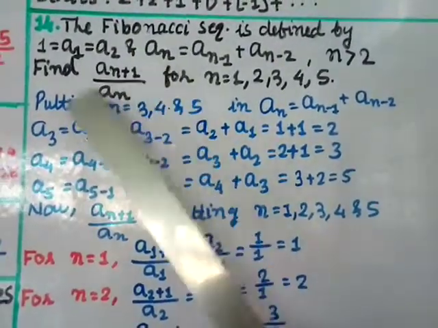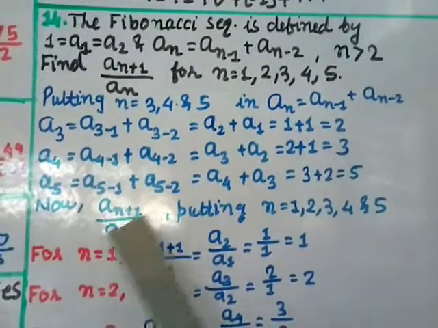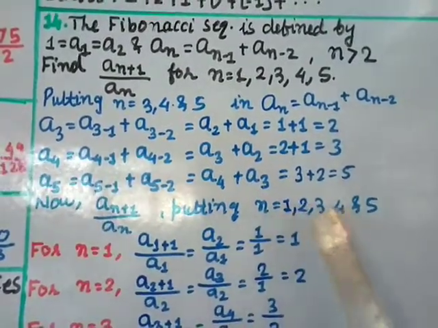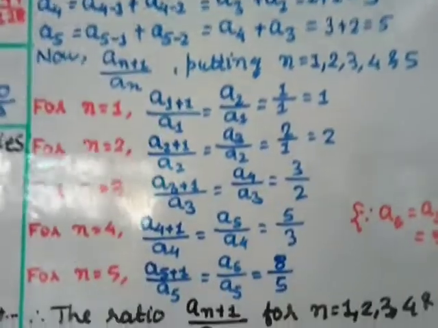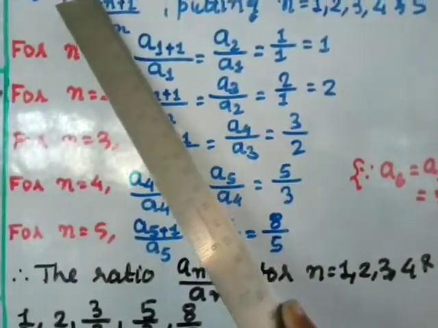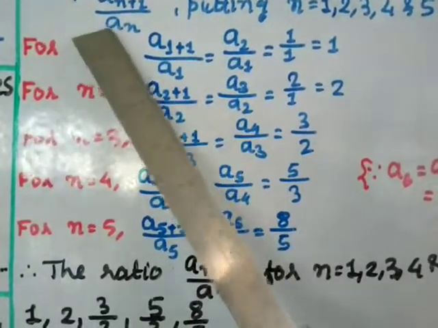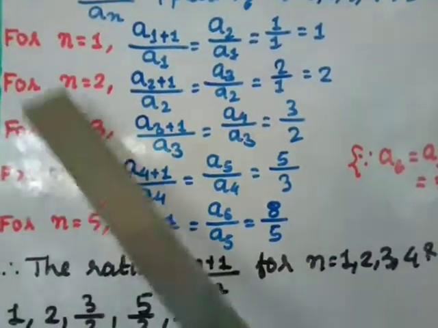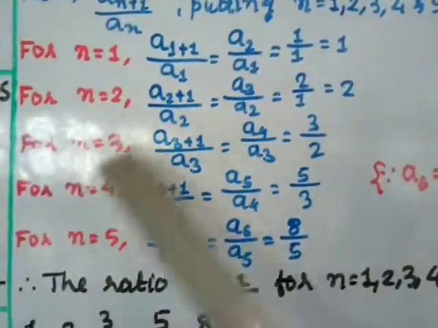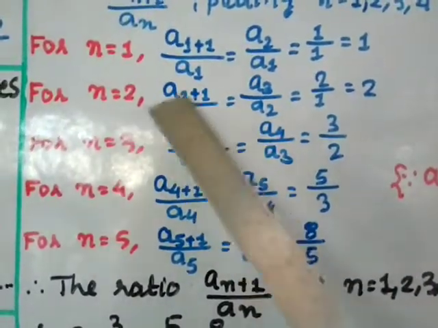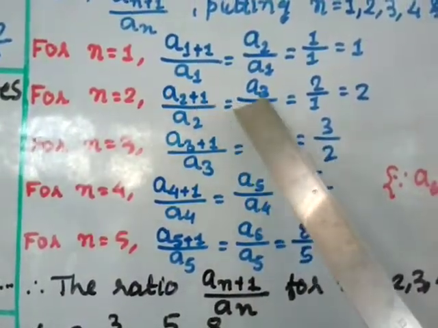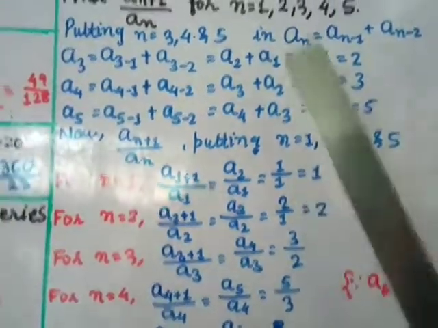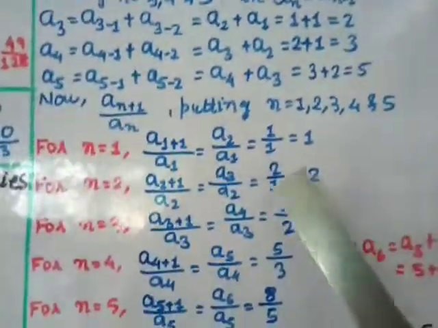Now we have to find this ratio, right? So let us take this: an plus 1 divided by an, putting n equal to 1, 2, 3, 4 and 5. So for n equal to 1, put 1 here. So a1 plus 1 divided by a1, that is a2 by a1. The a2 value is given as 1 and a1 also is 1. So 1 by 1 which gives you 1. For n equal to 2, a2 plus 1 divided by a2 equals a3 by a2. The a3 value from here is 2, divided by the a2 value given in the question as 1. So it is 2 by 1 which is 2.